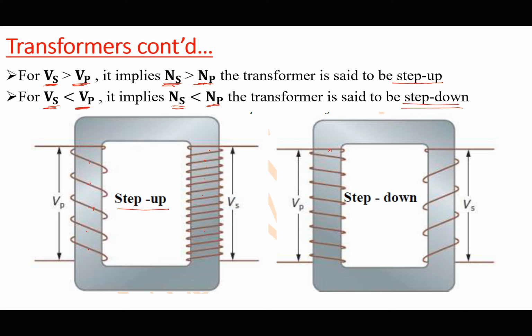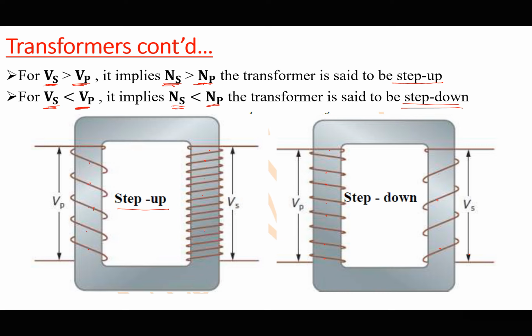Then when you compare this, we have more turns here on the primary and we have just a few turns on the secondary. So this is what we call a step-down transformer because there are fewer turns on the secondary, the output is going to be low. So the output is going to be changed to a low value.